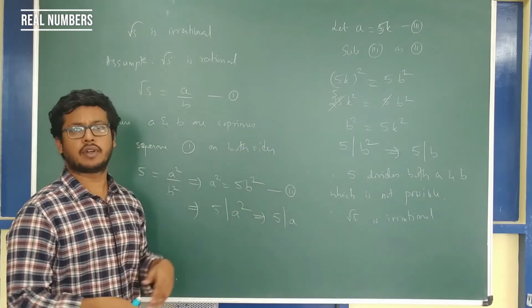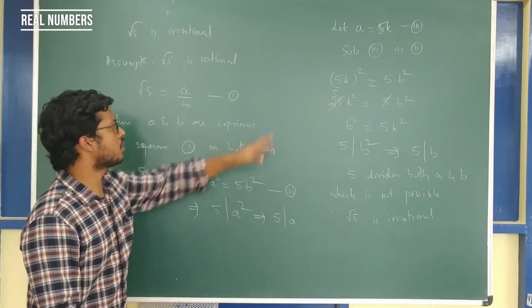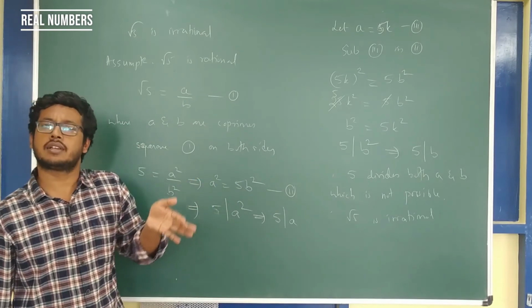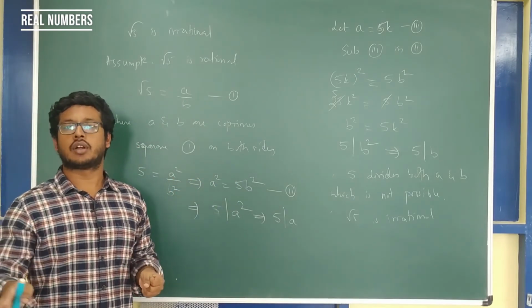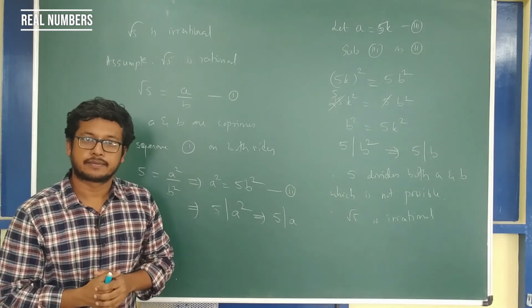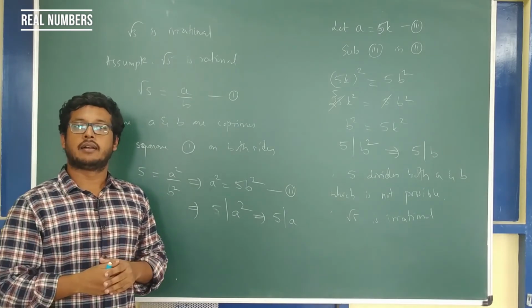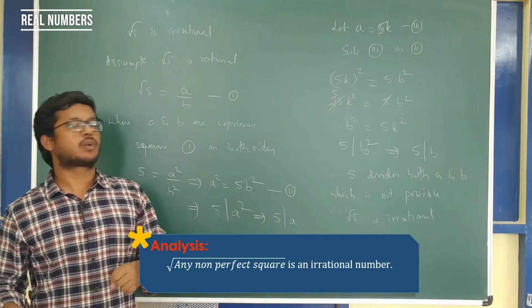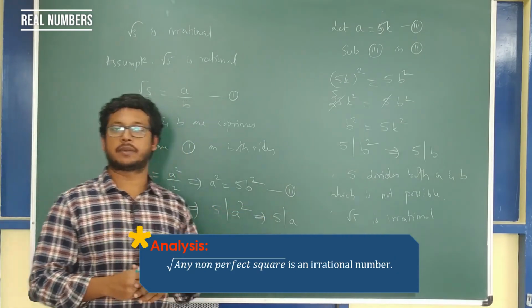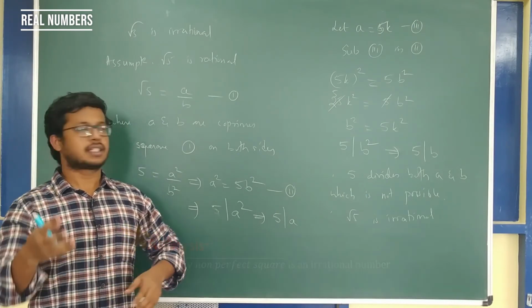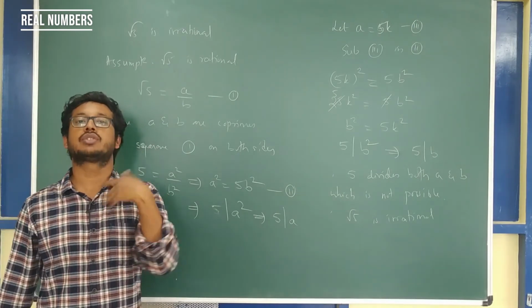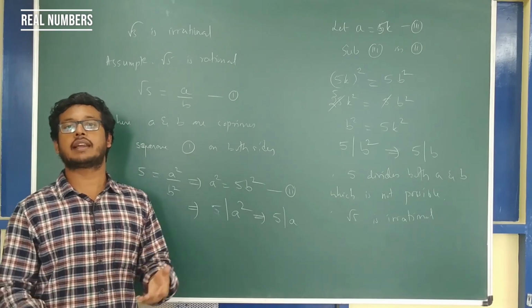Next, we will generalize this one. So what do you understand from this? Square root 2 is an irrational number, square root 5 is an irrational number, and so on. Which means square root of any non-perfect square will be an irrational number. So that is the takeaway from this one. We are going to use this fact later in order to prove a little complicated problem.